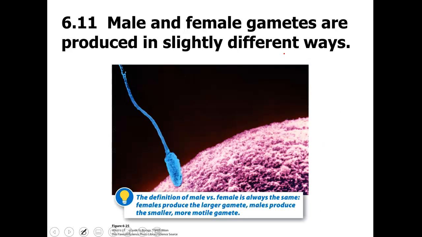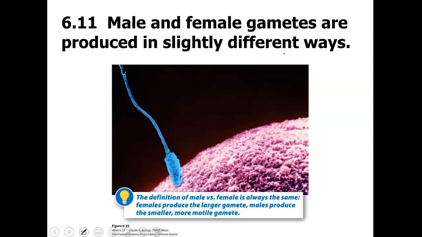Now, male and female gametes are going to be produced in slightly different ways. Yes, they go through meiosis, but the end product is going to be slightly different. So the definition of male versus female is always going to be the same. The females produce the larger gamete, males produce the smaller, more motile gamete.